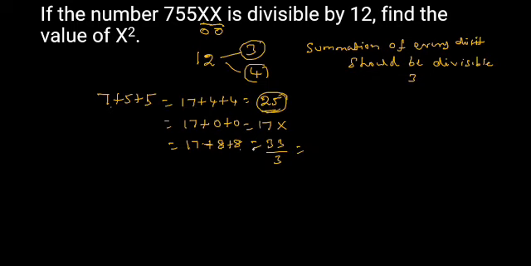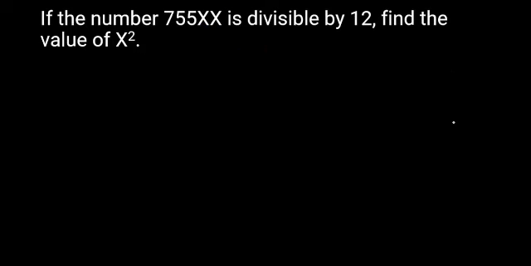Now what is the x which I am putting here? x is 8 and 8 here. Now whether this 88 is divisible by 4, the last two digits have to be divisible by 4. 88 is also divisible by 4. So the number is 75588.